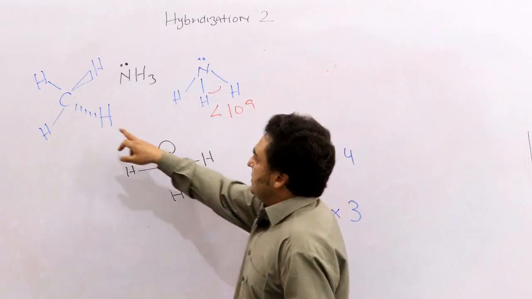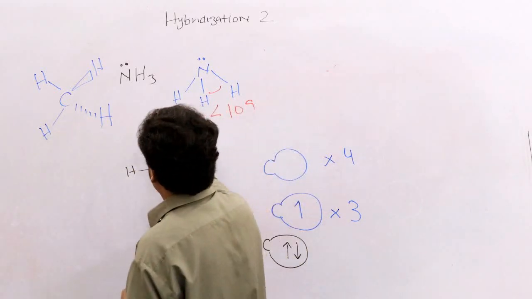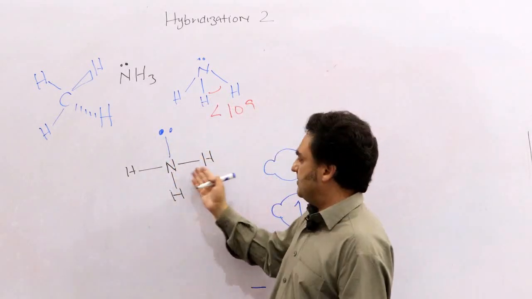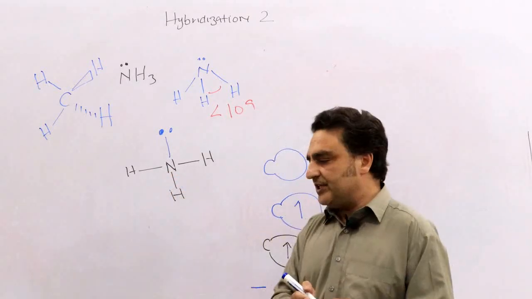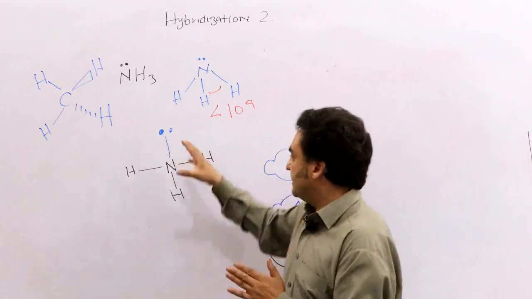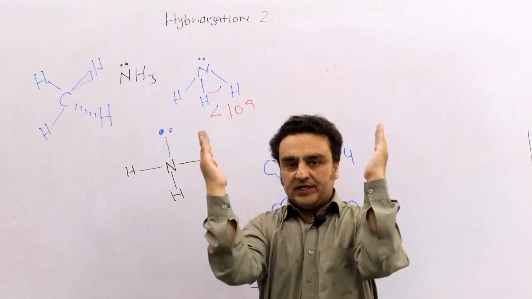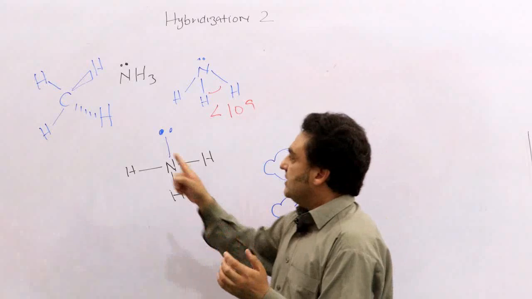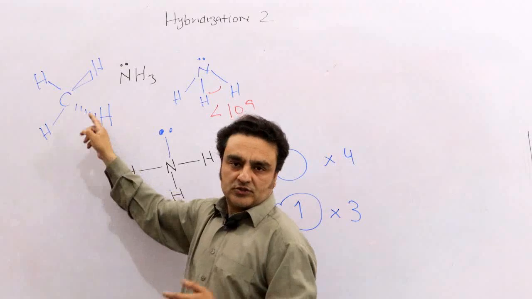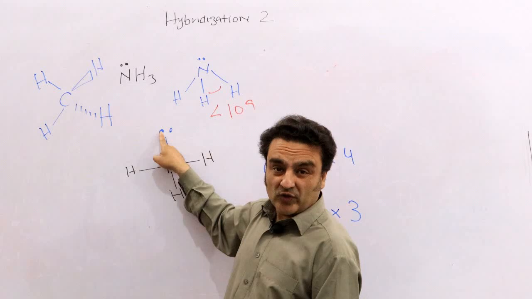So what will happen? In the methane case we saw that it should be tetrahedral. Now again, if this orbital is sp3 hybridized, it needs to be tetrahedral, but it is not, because the lone pair exerts more push on the bond pair. By bond pair I mean this C-H, this is a bond and it has a pair of electrons, so it's a bond pair.